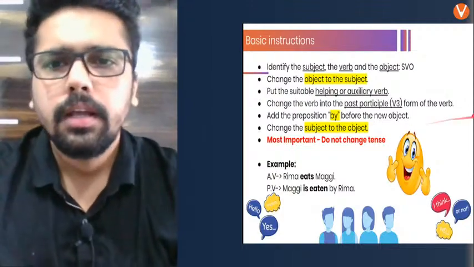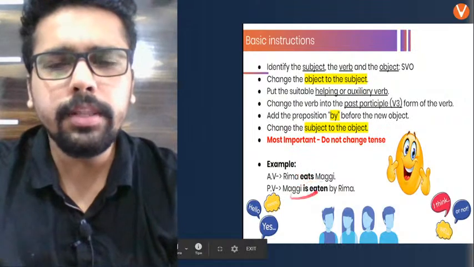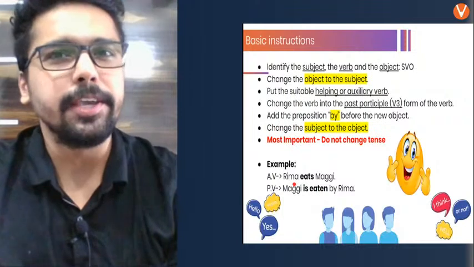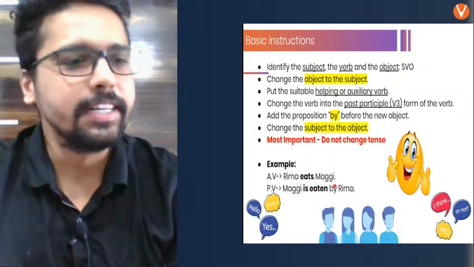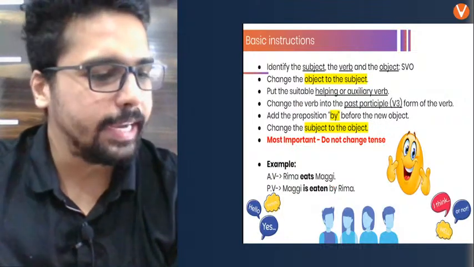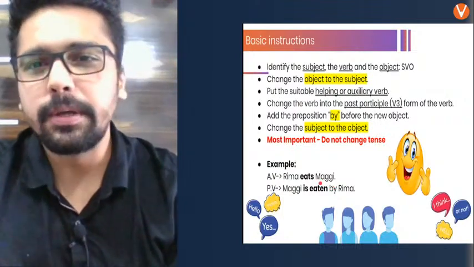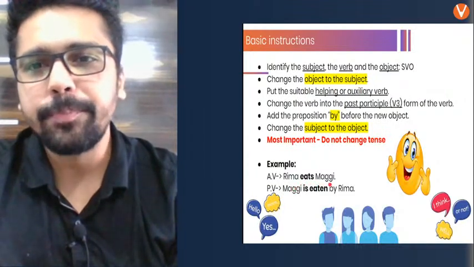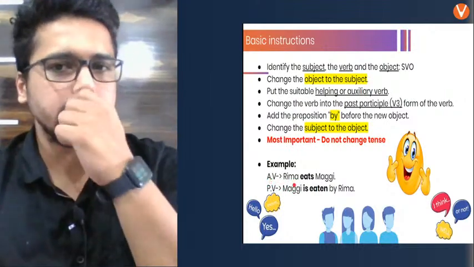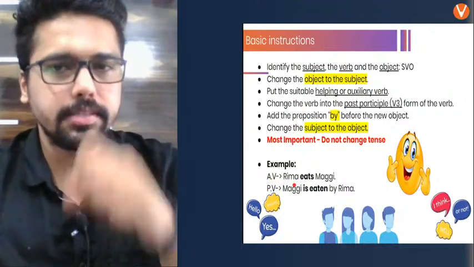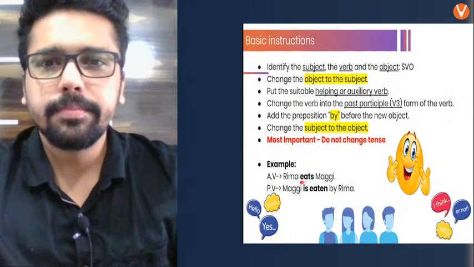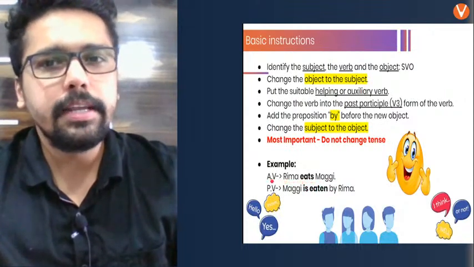Look at the example first. Rima eats Maggie. I'm sure that's a favorite food for most of you. Now, this sentence is in active voice. Why? Because the subject is Rima, and the subject is doing the action, that is, the action of eating. So, Rima eats Maggie is clearly an active voice.